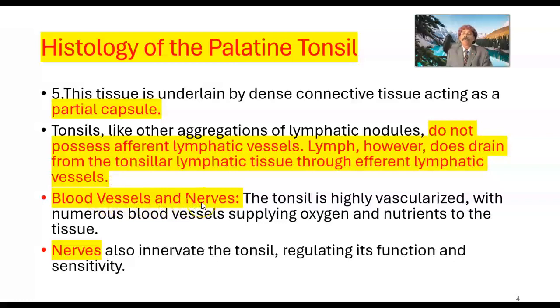Blood vessels and nerves are very important. The tonsil is highly vascularized. It is supplied by multiple arteries, mostly the tonsillar branch of the facial artery and the ascending palatine artery. It is also drained by the external palatine vein, also called the paratonsillar vein, and the internal carotid artery may be related to the bed of the tonsil, especially when it is tortuous.